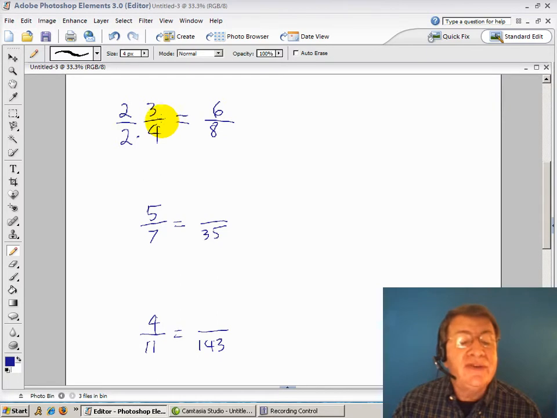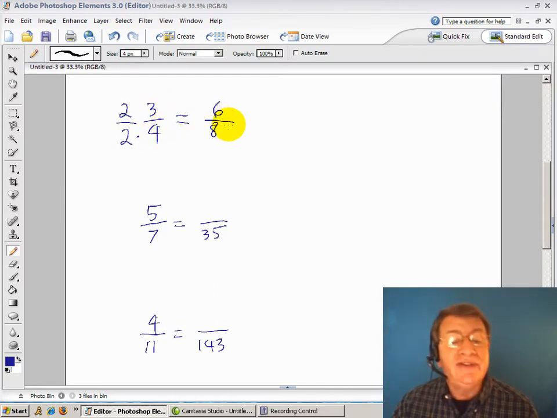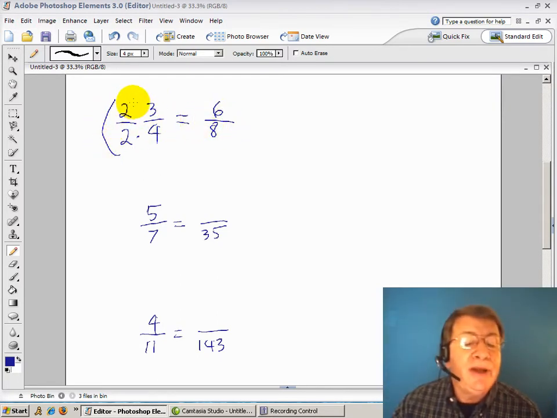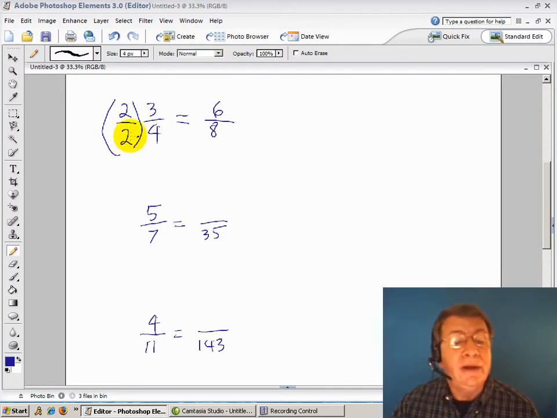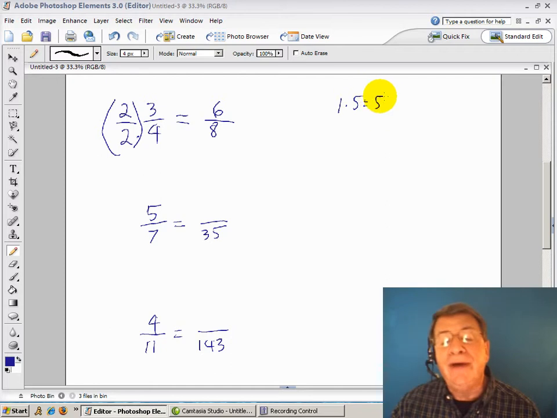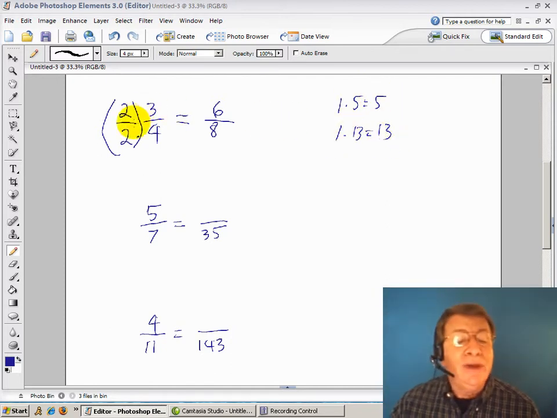The reason why this 3/4 is equivalent to 6/8 is because we are multiplying by a fraction that equals 1. 2 divided by 2 equals 1, and 1 times anything equals itself. Just like 1 times 5 is equal to 5, and 1 times 13 is equal to 13, 1 times 3/4 is equal to 6/8. 6/8 is called equivalent to 3/4. They're not equal in appearance, but they are equivalent in value.